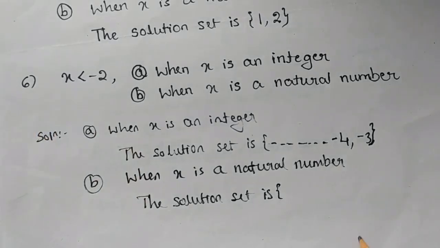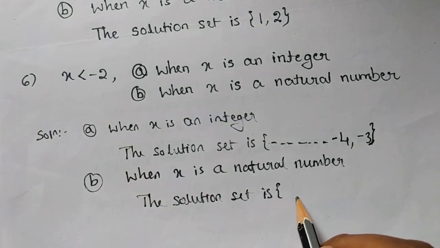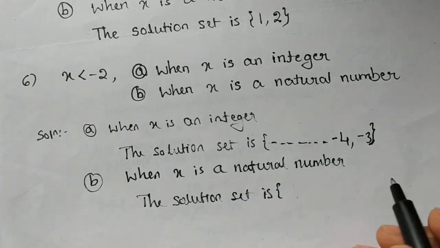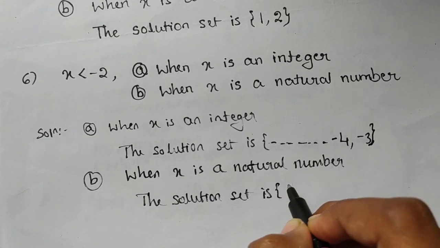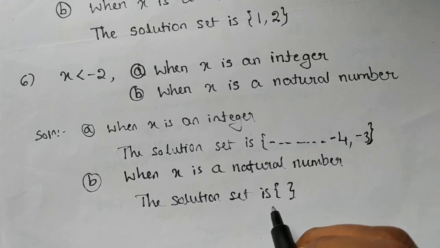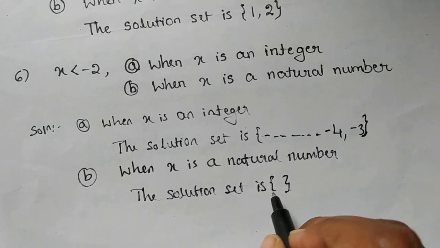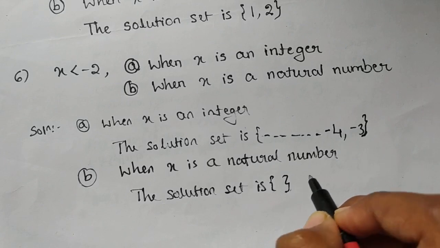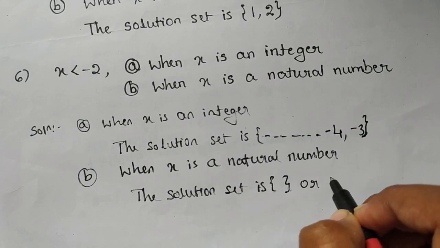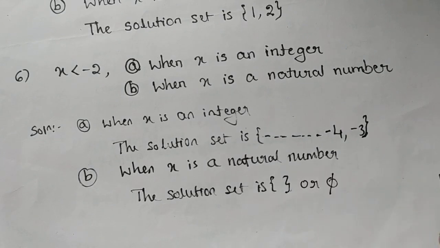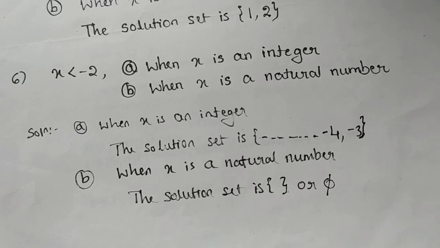Then we cannot write any natural number satisfying the inequality. In this case, the set is empty. The solution set is empty because there is no solution in the natural numbers. We know how to write the empty set. Write empty curly brackets, or you can also write it by the symbol phi, which represents the empty set. This is the solution set for the given inequality.